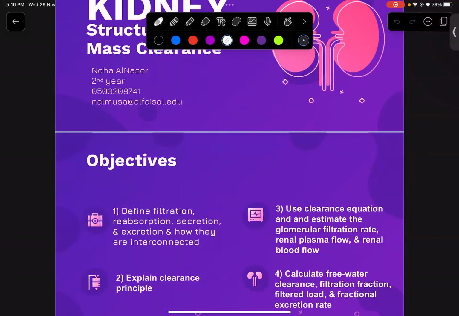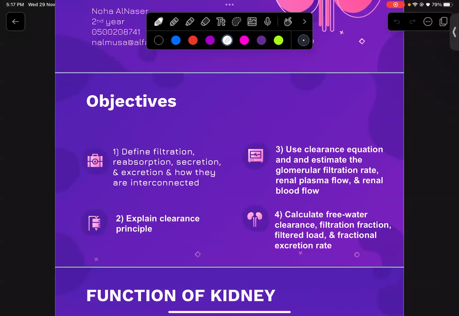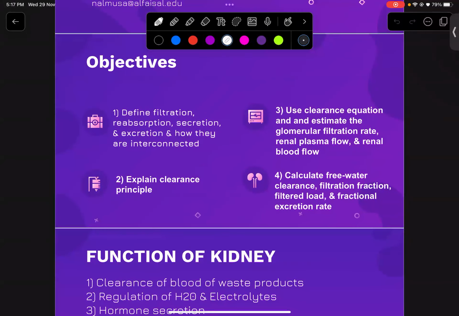The objectives that we will be covering today are defining some terms like filtration, reabsorption, secretion, and excretion, and how they're all interconnected. We will explain the clearance principle, and we will go over equations and formulas that help us measure some important renal physio concepts.